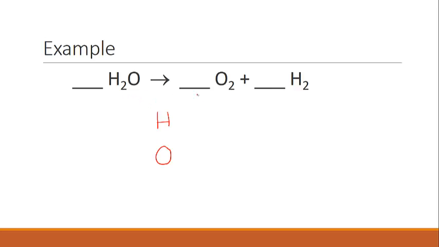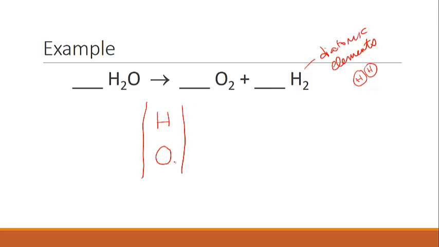So this reaction we show here is breaking down water into its component elements. So we have H2O breaking down into oxygen gas and hydrogen gas. Now oxygen gas and hydrogen gas are what's known as diatomic elements. Diatomic elements, when they exist as an element, have 2 atoms bonded together. So H2 would be 2 hydrogen atoms bonded together. Oxygen is also a diatomic element.